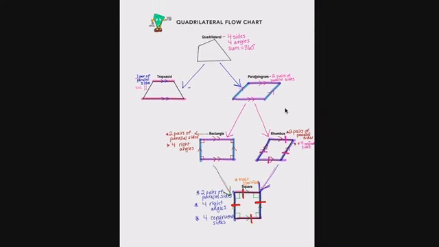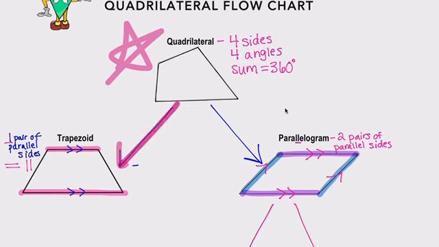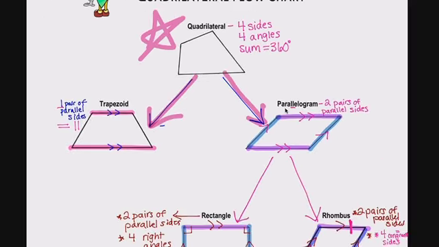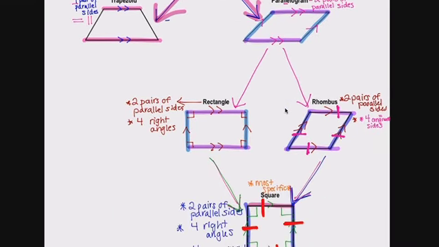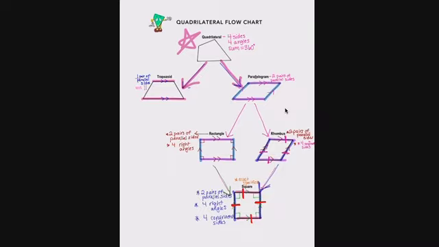So as you can see that when we start all the way up here, a quadrilateral is the least specific. It just means any shape that has four sides, four angles, and the sum is 360 degrees. As we work our way down, we have more and more characteristics of each kind of quadrilateral. These are the quadrilaterals that we are going to focus on today.